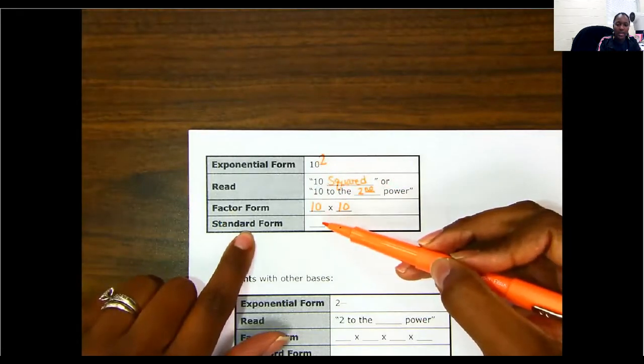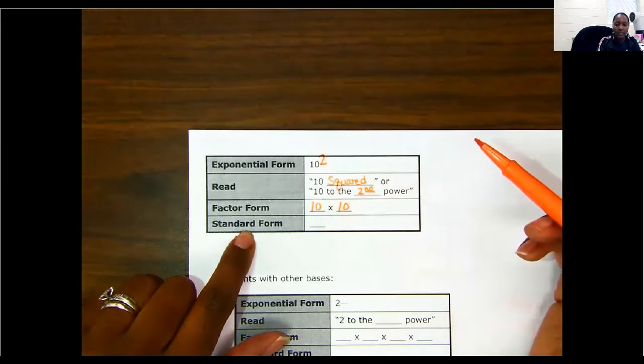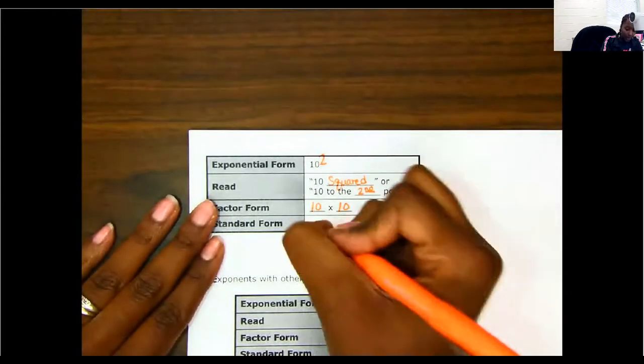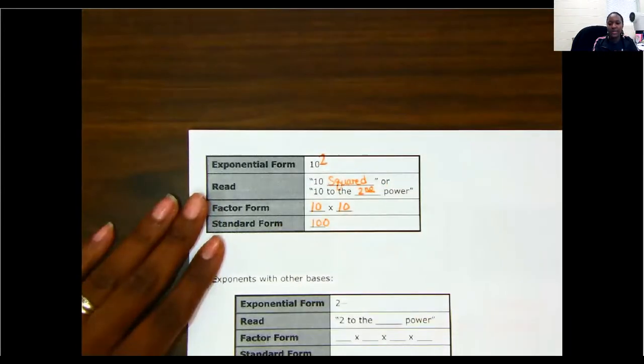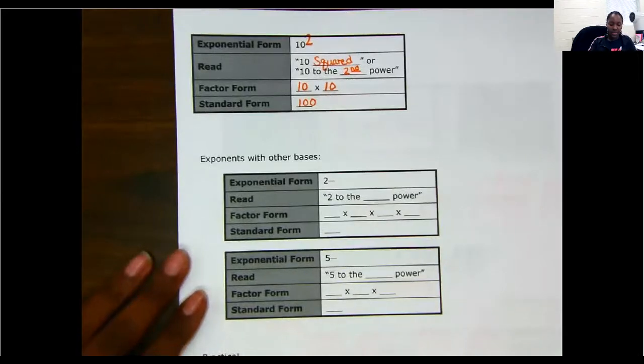Standard form is our answer. So I go ahead and multiply. What is 10 times 10? 100, good job. So standard form is our answer. All right, let's try a different base.